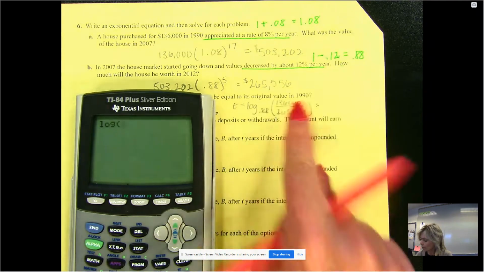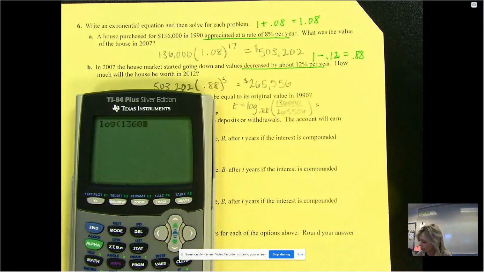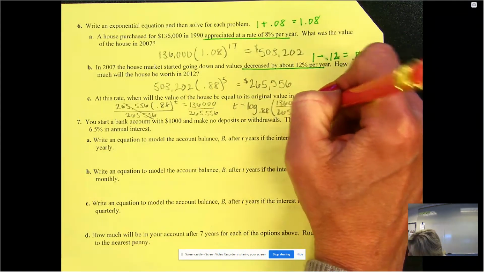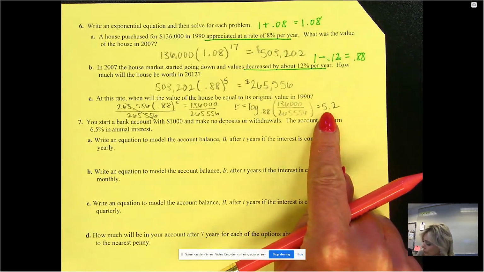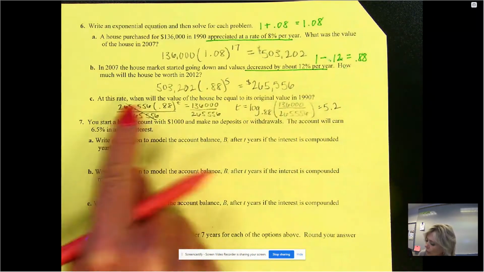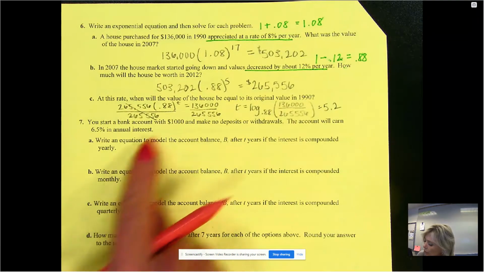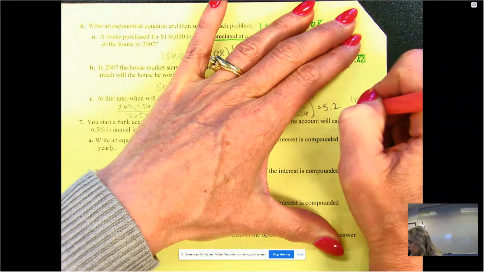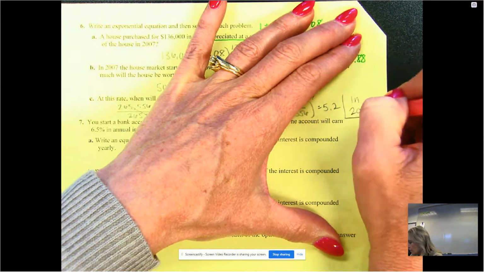So the log of this, 136,000 over 265,556, and then divide that by the log of 0.88. I get about 5.2. So it's 5.2 years after this value, which was in 2012. So 5 years after 2012 will be in 2017.